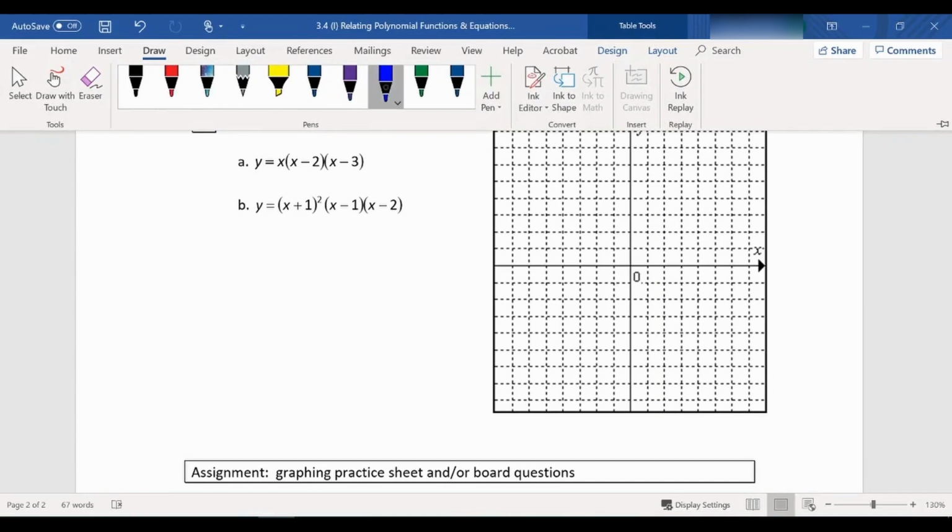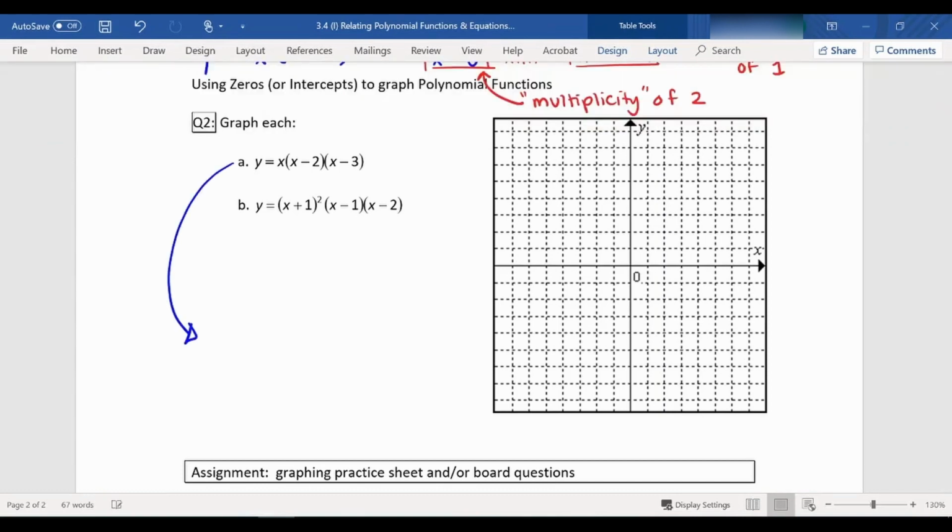So the first one, I'll go down here. We've got y equals x times x minus 2 times x minus 3. So if I take a look here, I've got an x-intercept at 0, 2, and 3. 0, 2, and 3.